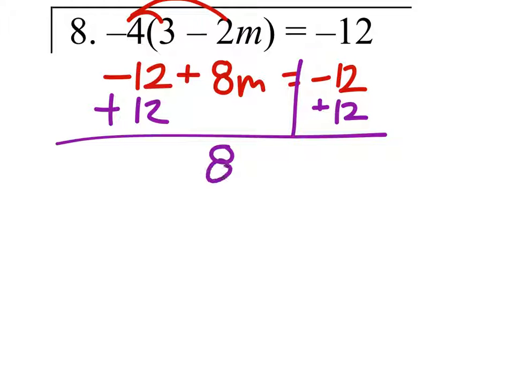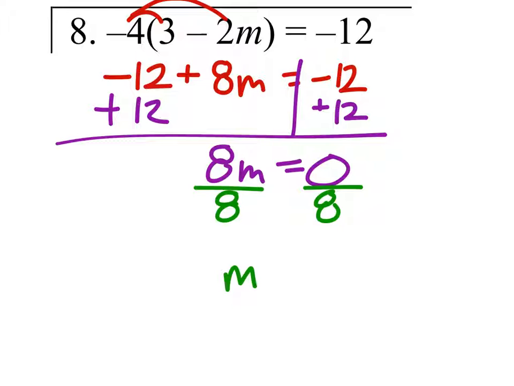And now I've got 8m equals 0. Well, if I divide 0 among 8 people, then I can either go to Pro VU or just accept that m is 0.